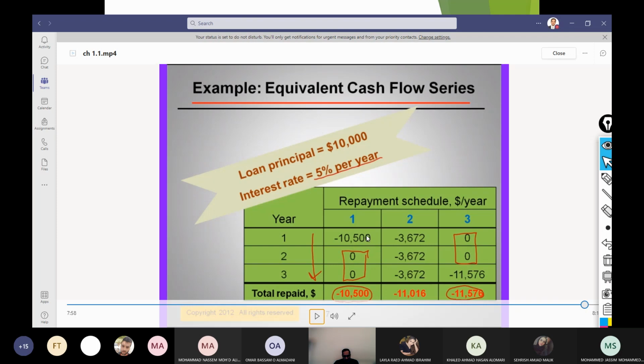If you have a personal loan, in that case, the same amount will be here and will be here, which is 500, 500, okay?